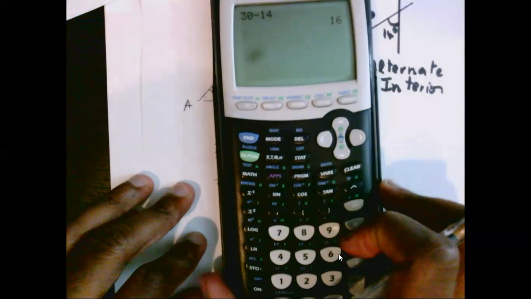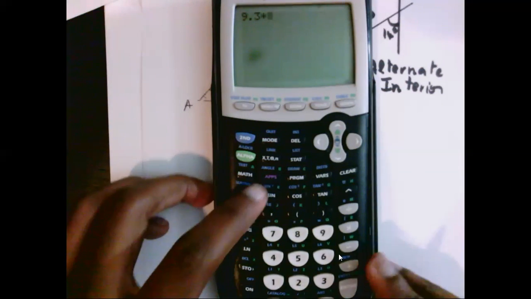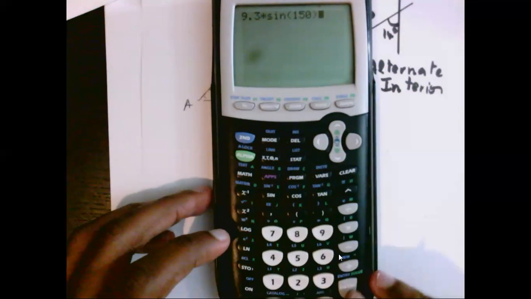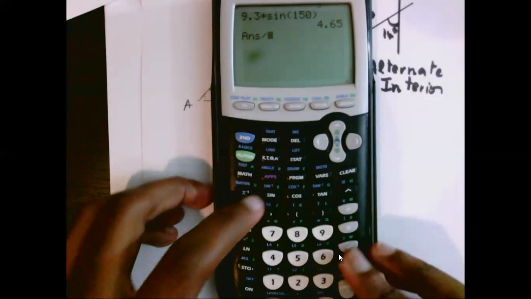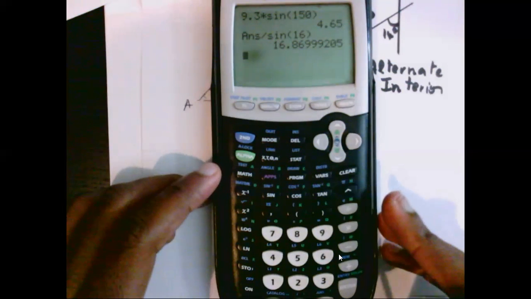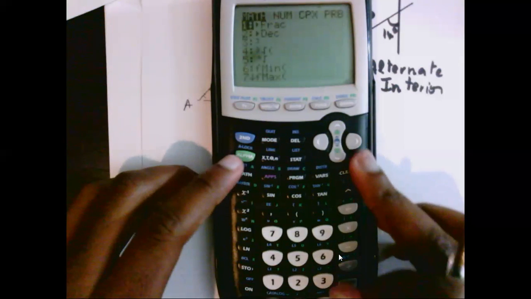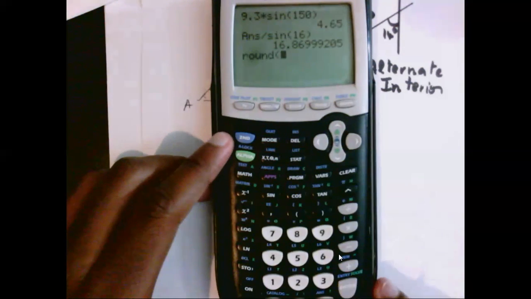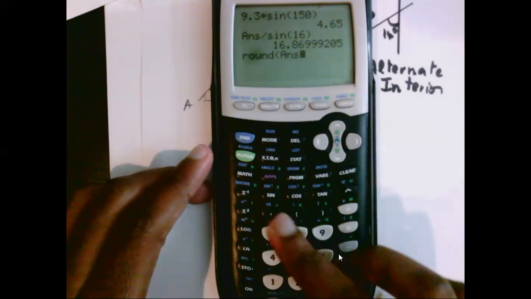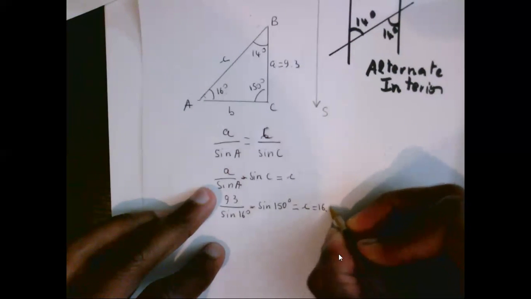Take my calculator. It's going to be 9.3 times sine of 150 divided by sine of 16 degrees, and then we have to round it to the nearest hundredth, so 2 decimals. I get 16.87. So the length of c is going to be 16.87.